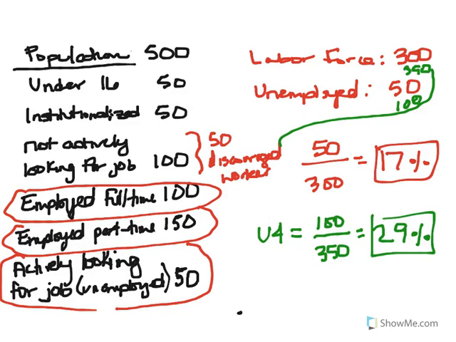So again, notice that by excluding the discouraged workers, it made it look like we had a much lower unemployment rate than we actually did. It's not reflecting the true nature of the labor market when we exclude the discouraged workers.